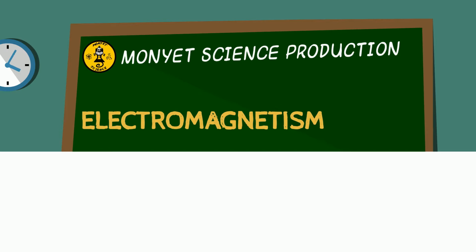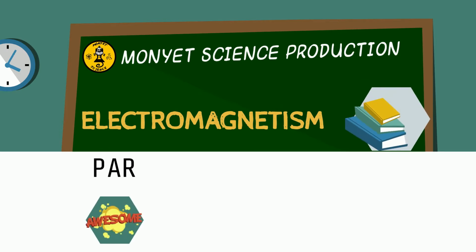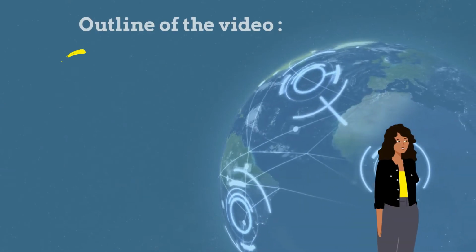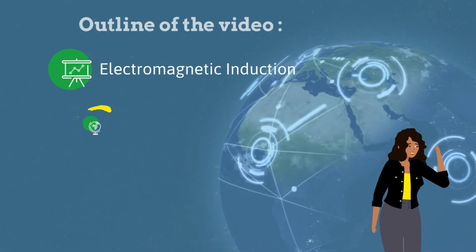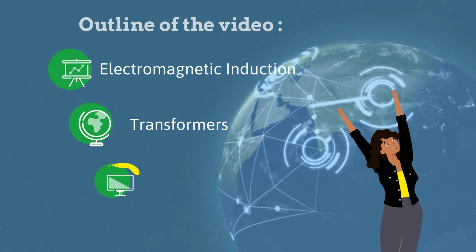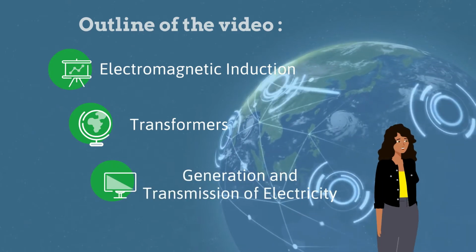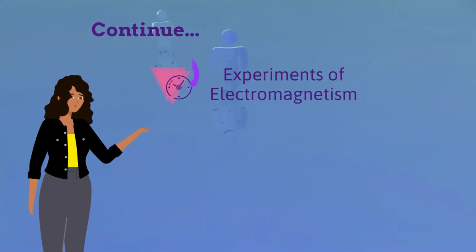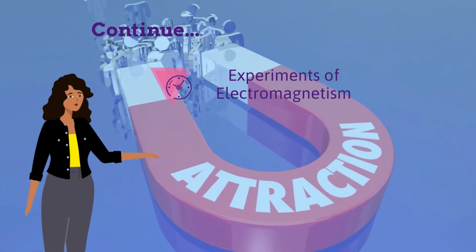In this video, we will continue with Form 5 Physics, Chapter 3, Electromagnetism Part. This includes electromagnetic induction, transformers, generation and transmission of electricity, experiments of electromagnetism, and SPM past year questions.